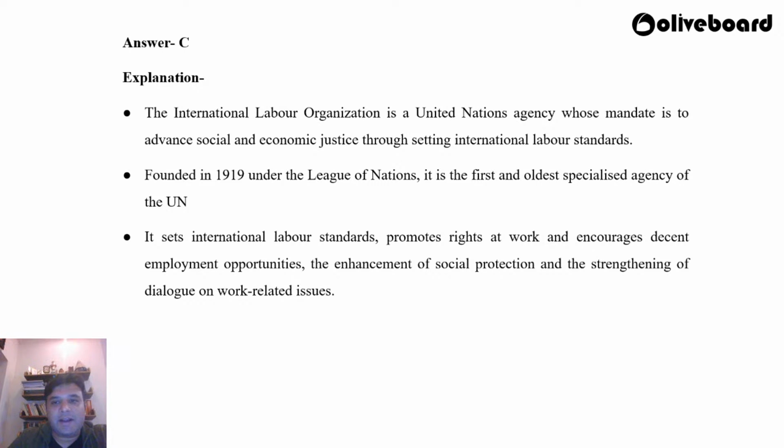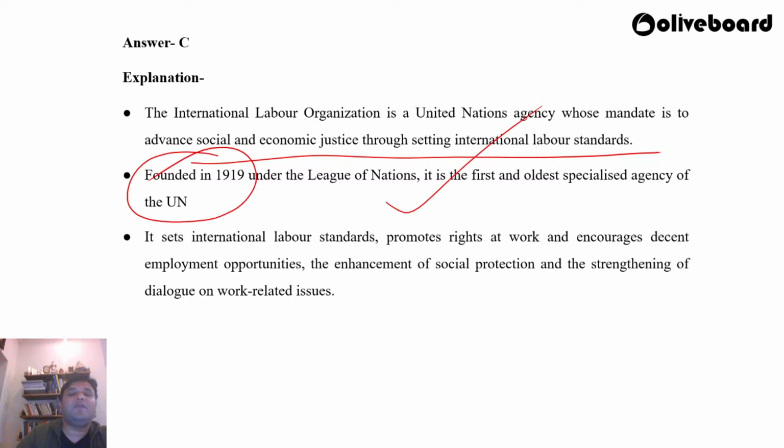The ILO is a United Nations agency whose mandate is to advance social and economic justice. It is in Geneva, Switzerland, okay? It was founded in 1919 under the League of Nations, and it is the first and the oldest specialized agency of the UN. Quite an interesting fact, a key takeaway for you to take home today. It sets international labor standards, promotes rights at work, and encourages decent employment opportunities, the enhancement of social protection, and the strengthening of dialogue on work-related issues.